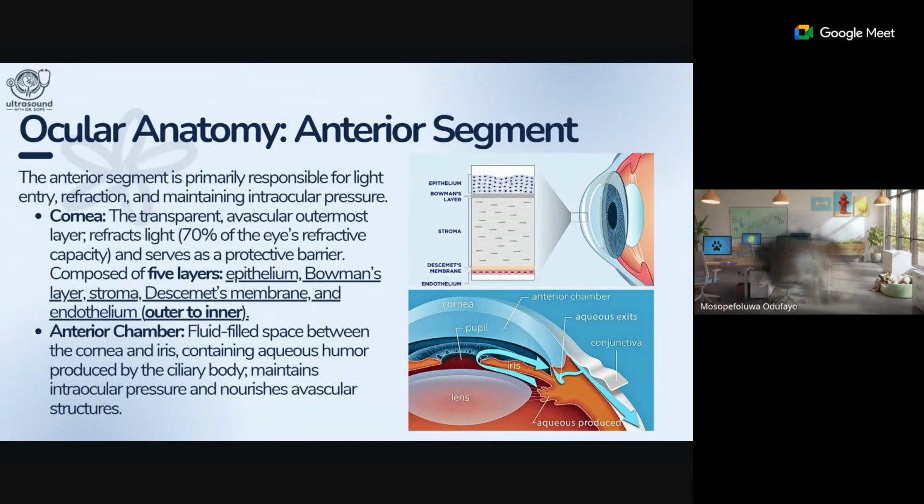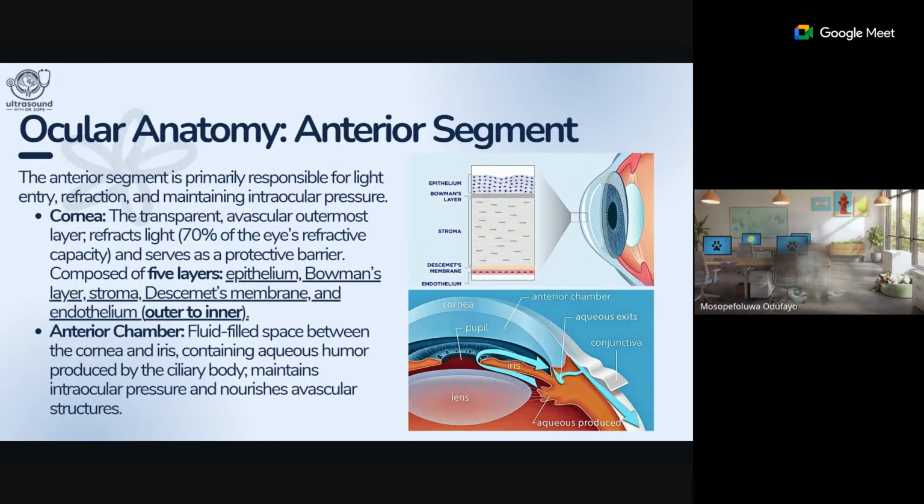So let's look at the anatomy of the things within the anterior segment first of all. The anterior segment is primarily responsible for light entry. It is responsible for refraction and maintaining intraocular pressure. How light enters the eye, leave it to the anterior segment. That's its function there. And we have talked about the components of the anterior segment.